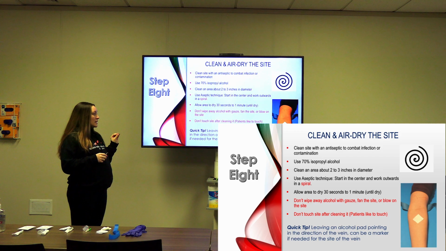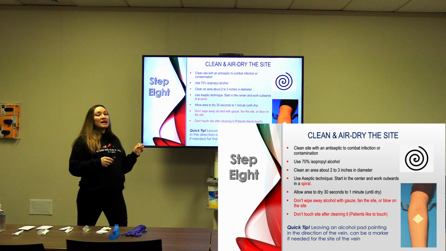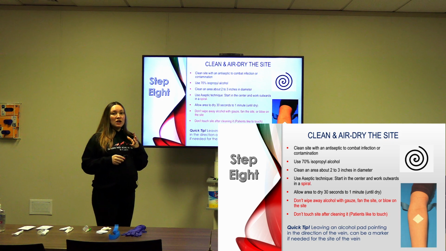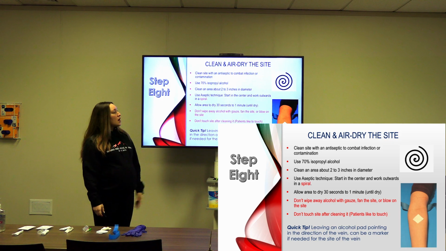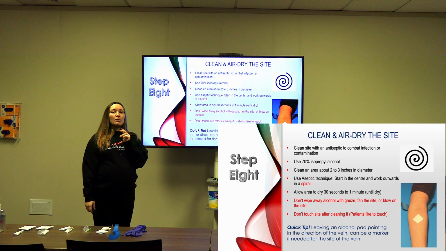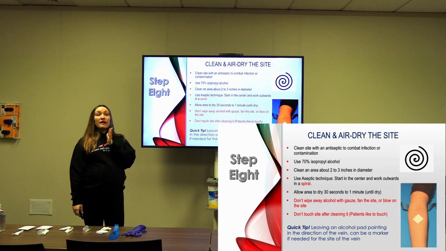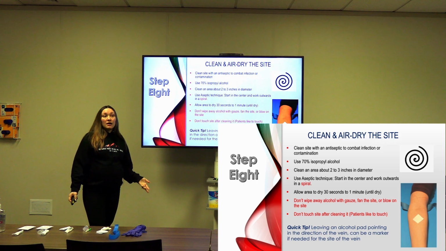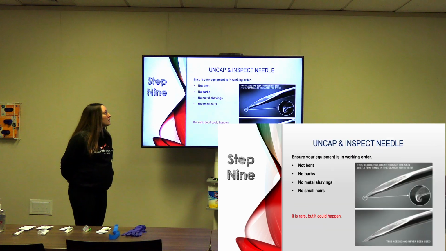Leaving an alcohol pad pointing in the direction of the vein can be a marker if needed for the site of the vein. So if you can't really see it very well, you can place the alcohol swab with the corner pointed towards your venipuncture site. That's a helpful tip for identification. There are more that we'll learn when you come.